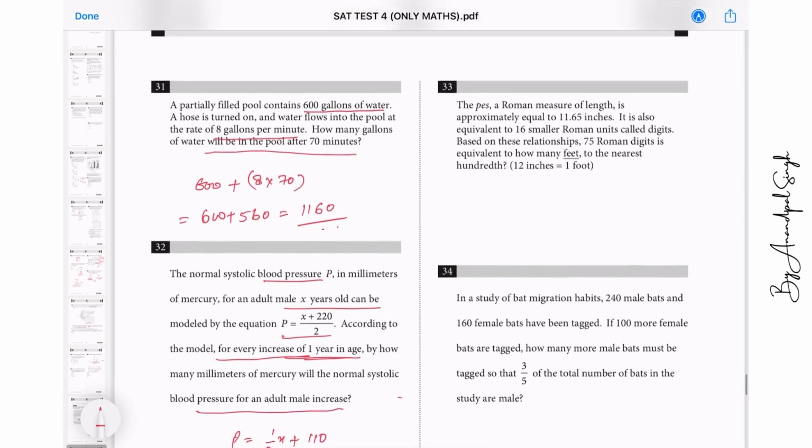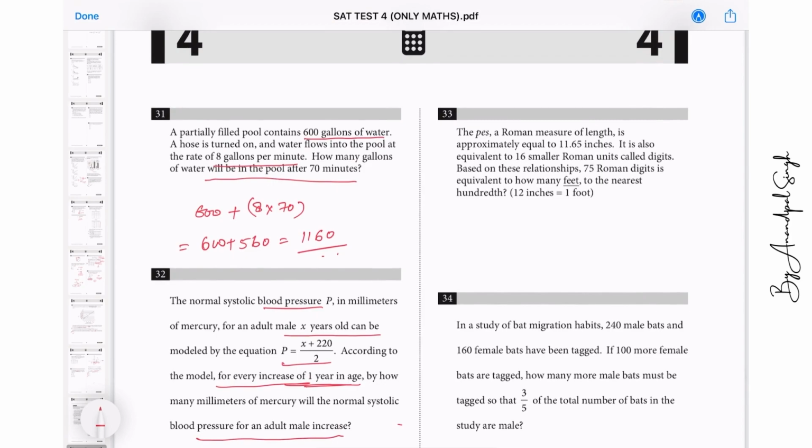Let us go to question number 33. The pes, a Roman measure of length, is approximately equal to 11.65 inches. It is also equivalent to 16 smaller Roman units called digits. Based on this relationship, 75 Roman digits is equivalent to how many feet? First of all, we find for one Roman digit. Since there are 16 Roman digits in a Roman pes, 75 digits are equivalent to 75/16 pes.